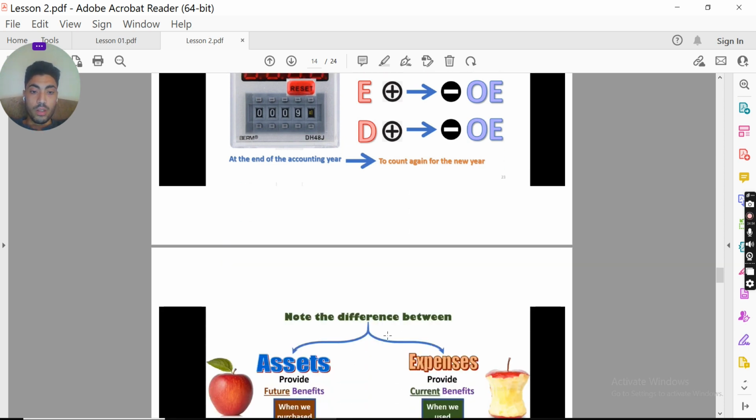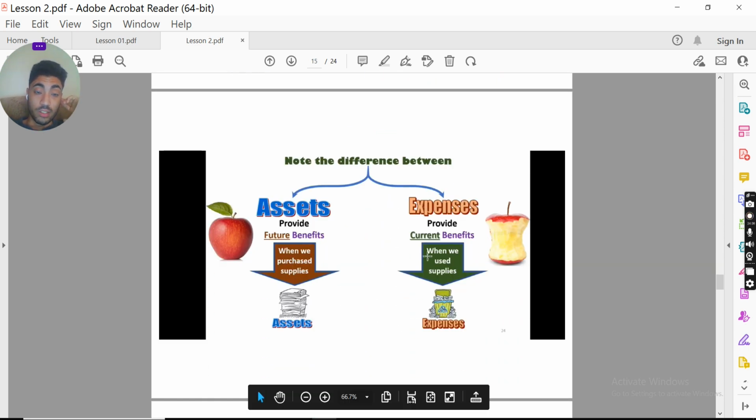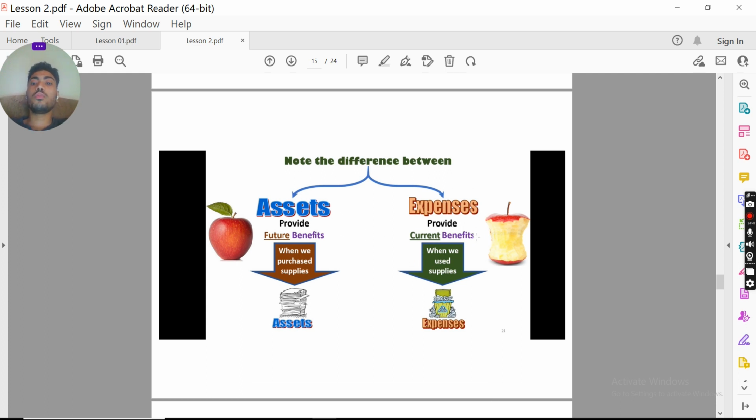Okay? Note the difference between assets and expenses. Assets provide future benefits. Expenses provide current benefits. Let's give you an example of that. I will give you two examples. The first one, let's make it story-wise. If I requested Uber, or InDriver, or any program like that, and I paid the ride fees, which is for example £50.